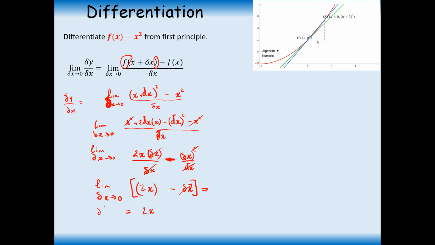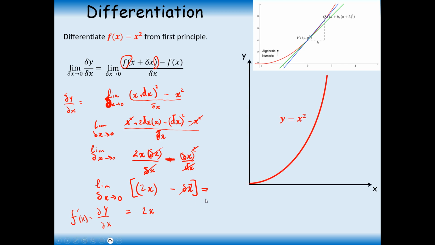So our dy by dx is 2x. Sometimes you might be familiar with this notation f dash of x as well, which is one and the same thing. Okay, so let's have a look at this again.